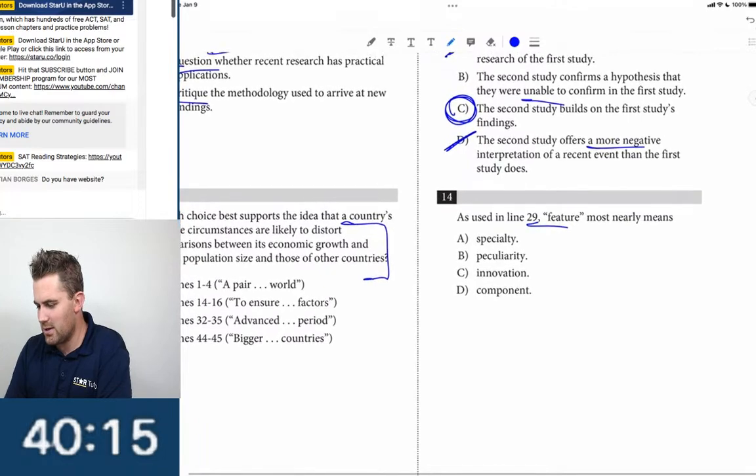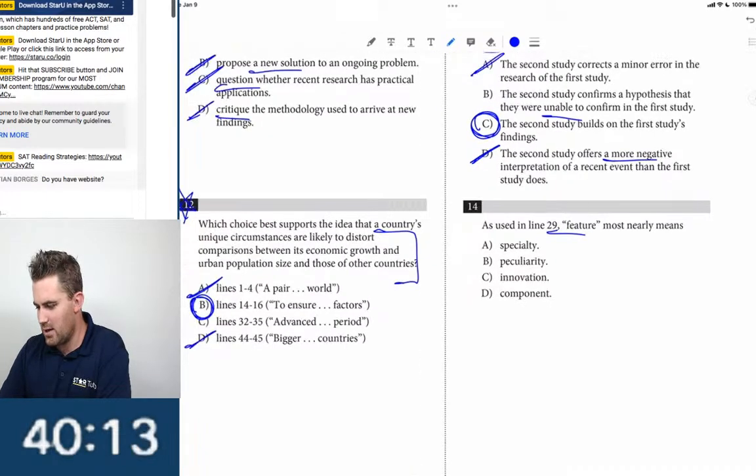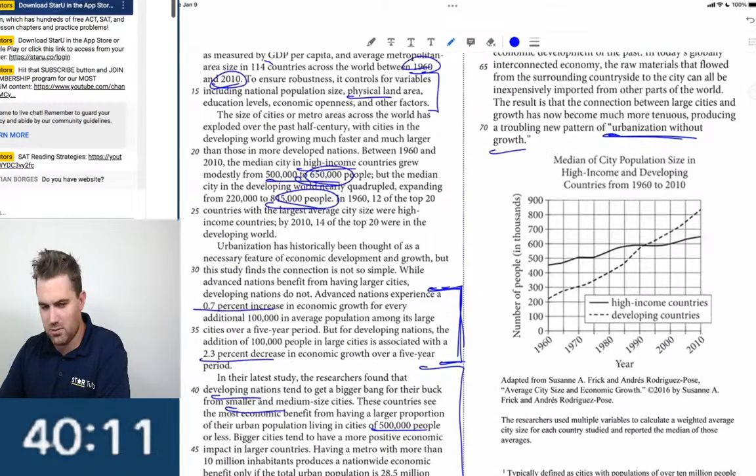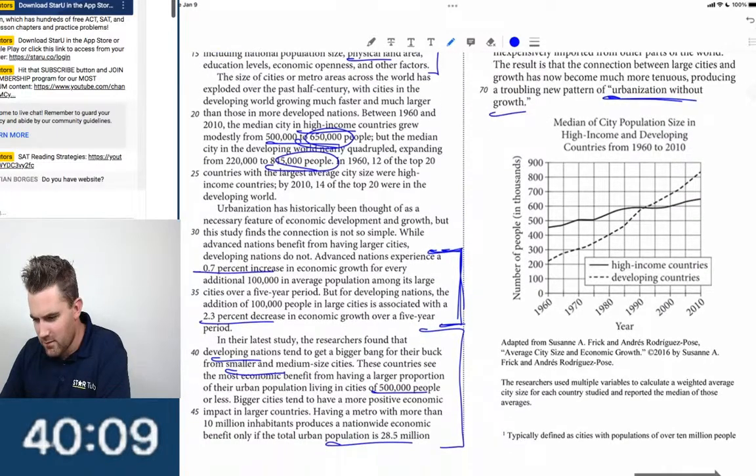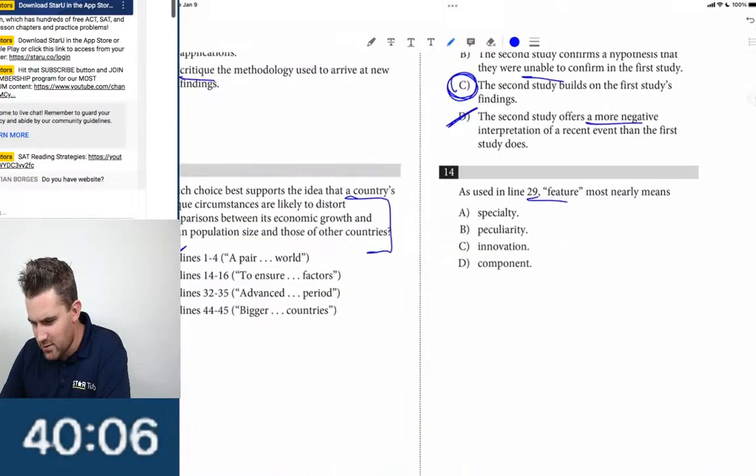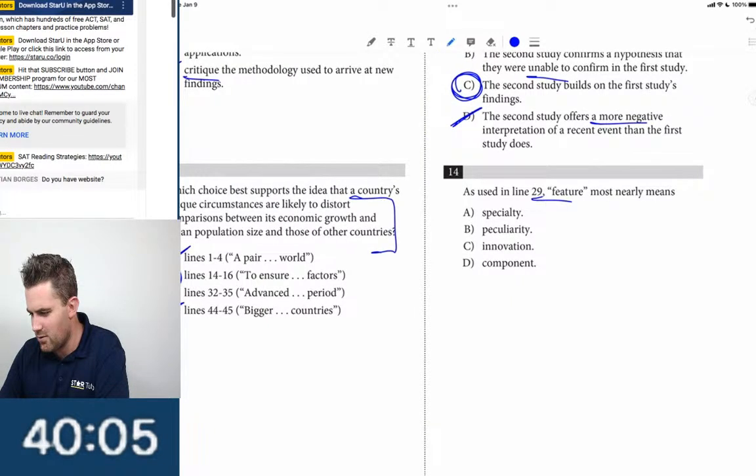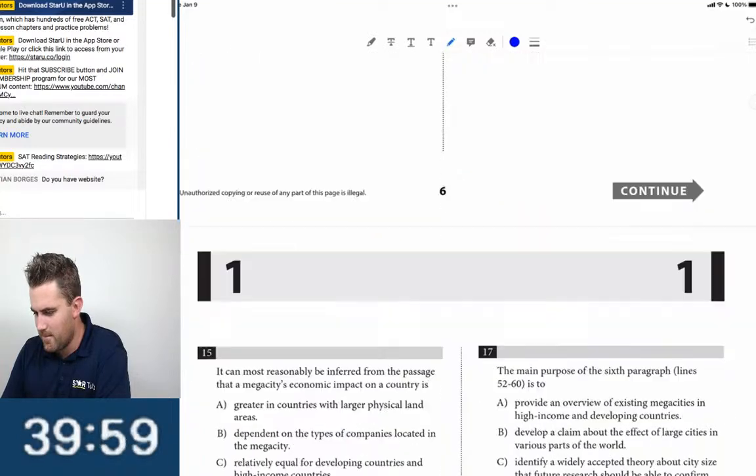As used in line 29, feature most nearly means a necessary component. Definitely component. That one's easy. Yeah, necessary component of it.